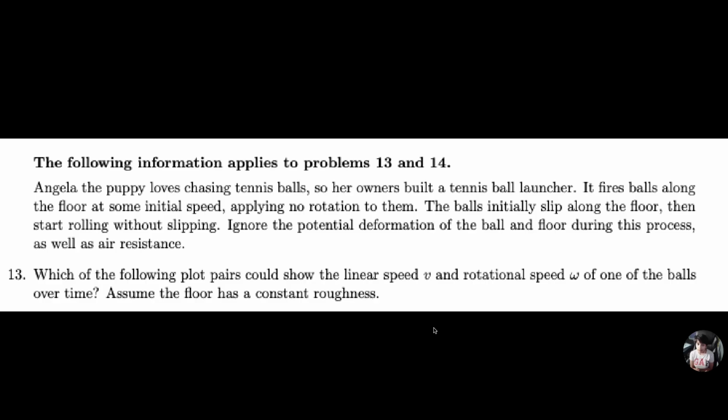Which of the following plot pairs could show the linear speed v and rotational speed omega of one of the balls over time? Assume the floor has a constant roughness. I'm not showing the actual plot pairs, and we'll just see if we can derive them on our own and see if it matches with the solution for yourself after this video. Let's see how it works.